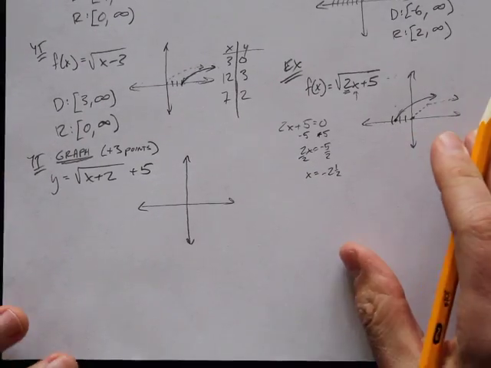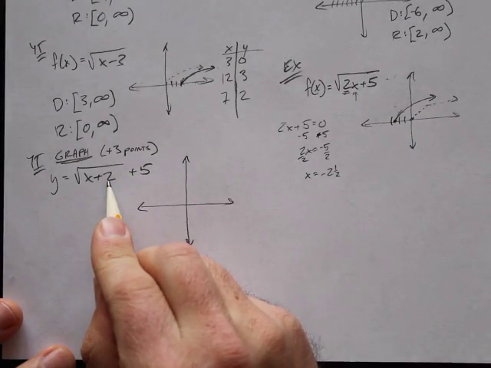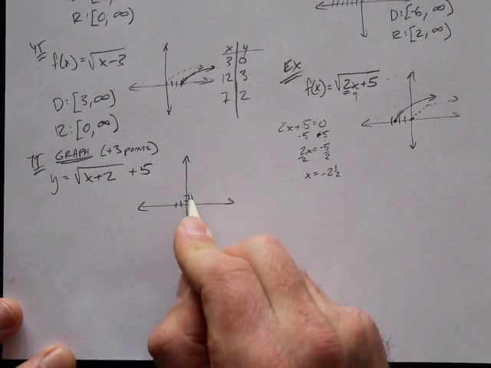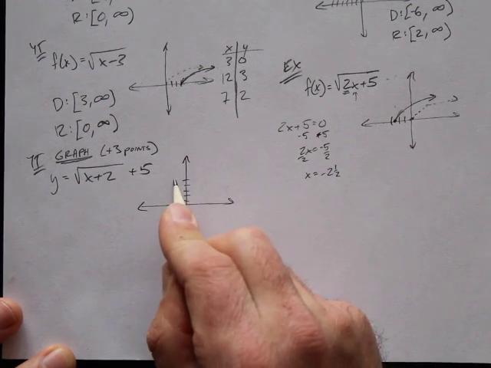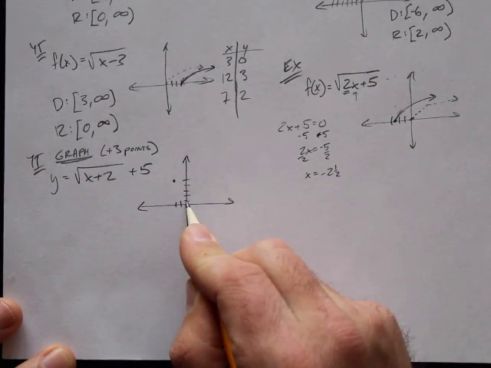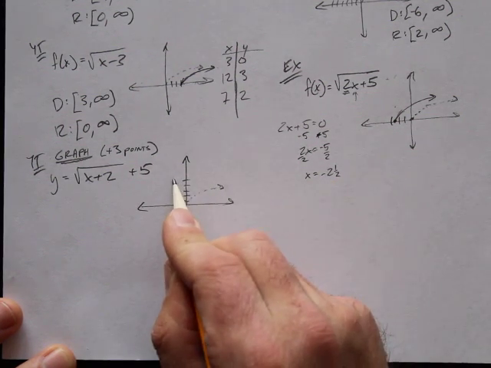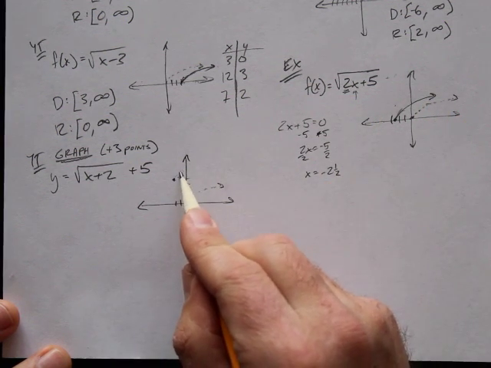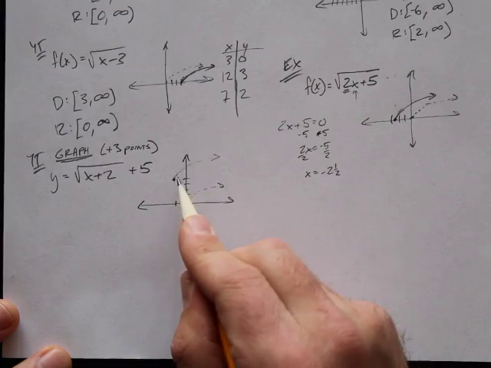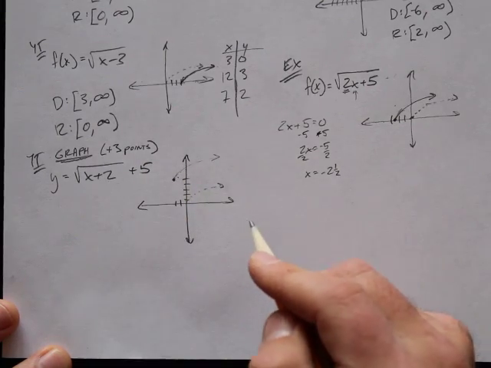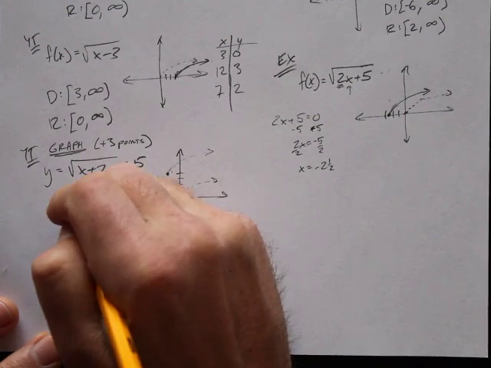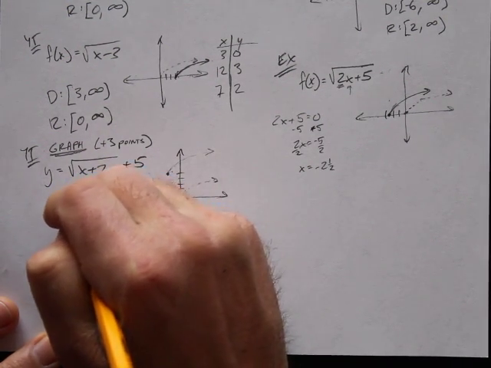Okay, let's see how you did. Plus 2 inside, so I go back 2, 1, 2, and up 5. 1, 2, 3, 4, 5. There is the starting point of my transformed graph. So it's going to look like this. But I need 3 points because I said 3 points. So if you didn't do the 3 points, go back and do them. 3 points, x and y.